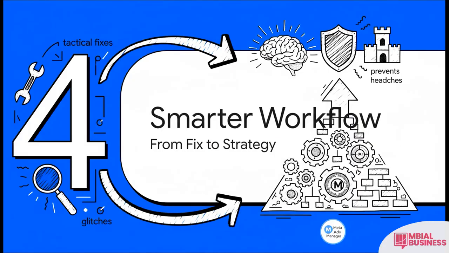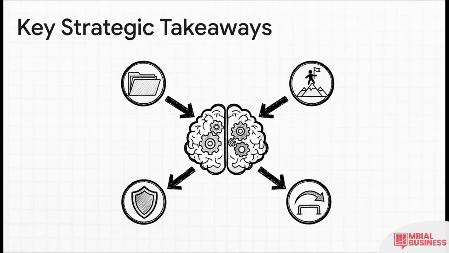Okay, so let's zoom out, because this is about way more than just fixing one annoying glitch. This is about moving from a reactive, tactical fix to a much smarter strategy that stops these headaches before they even start. So what are the big strategic takeaways here? First, be proactive about managing your assets. Second, always try to understand the platform's protective logic. It's usually trying to help even when it messes up. Third, and this is a big one, never, ever let a small glitch kill your campaign momentum. And finally, the real goal here is to master the platform, not just be a passive user of it.